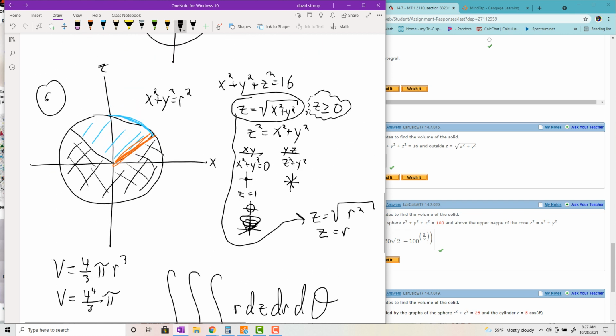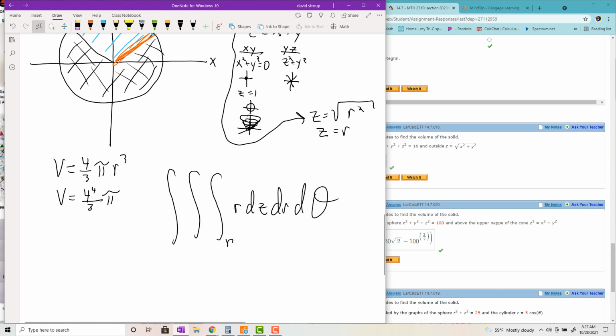Then I go to the sphere. Because I only need the upper hemisphere, I can solve this equation for z. So z equals the square root of 16 minus x squared minus y squared. Again, I use the conversion formula to rewrite it: z equals the square root of 16 minus x squared plus y squared, and then you can replace the x squared plus y squared with r squared. So that becomes your upper limit, the square root of 16 minus r squared.